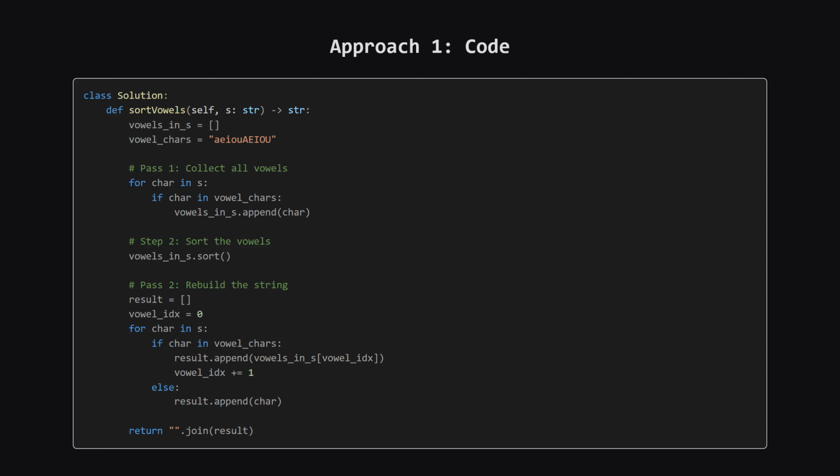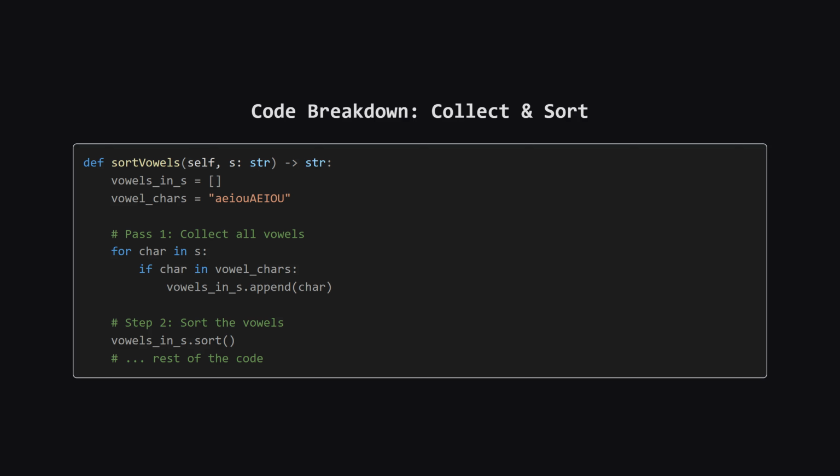Let's break it down a bit more. First, we initialize an empty list to hold our vowels. We also define a string containing all possible vowel characters for easy checking. Then we loop through the input string s. For each character, we check if it's in our vowel string. If it is, we add it to our list. After the loop finishes, we just call the built-in sort method on our list of vowels.